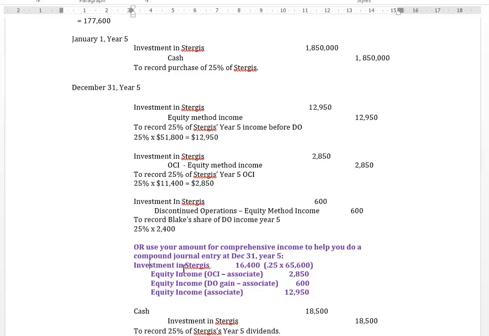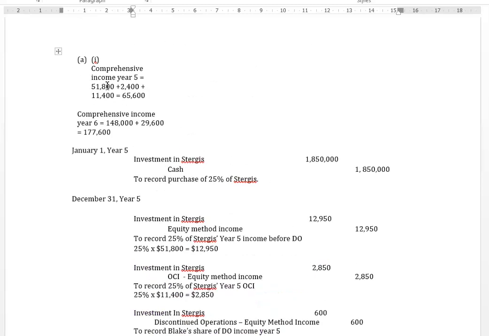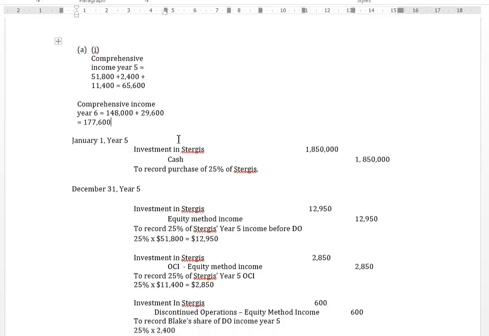Well, that investment in Sturgis, which is based on that comprehensive income, has 3 pieces to it. It has the $51,800, which is part of that 65.6, that you took your share of, the $2,400 of the DO that you took your share of, and you took your share of the $11,400, which was the OCI, your share of the OCI that Sturgis booked, right?